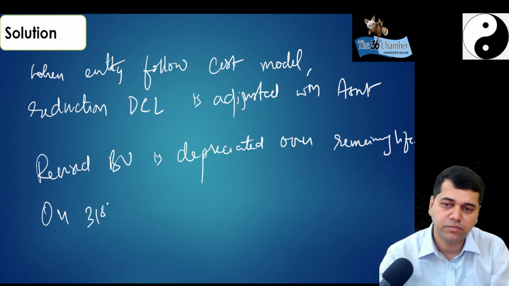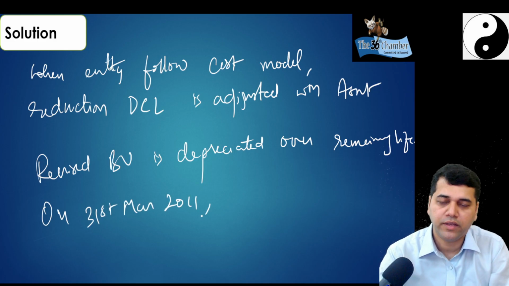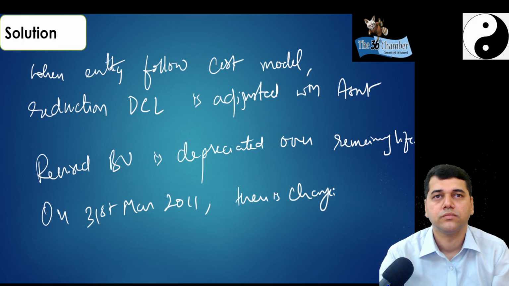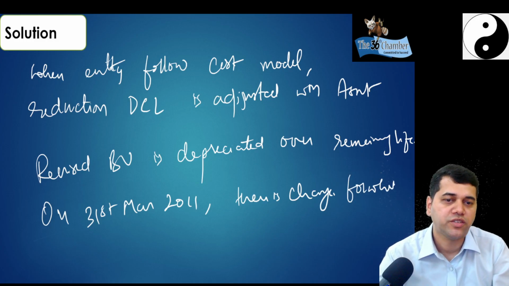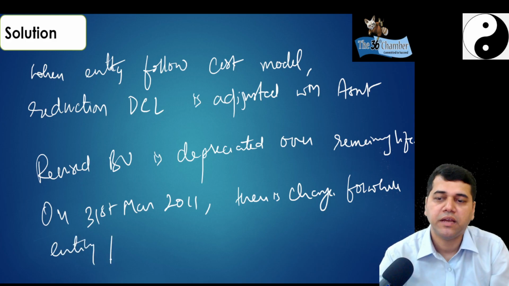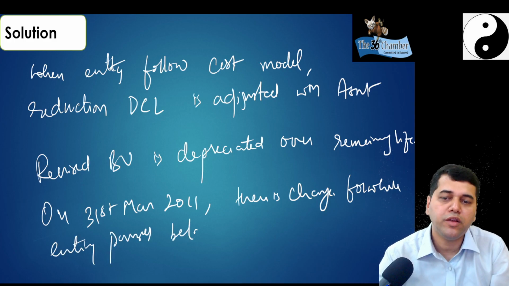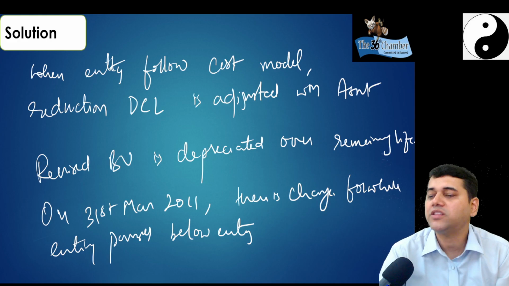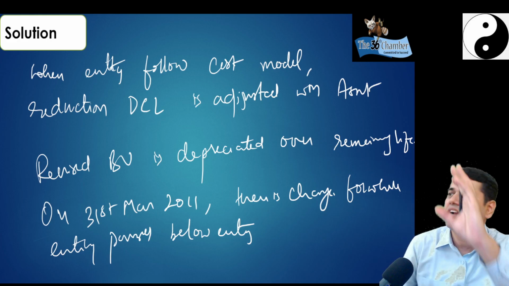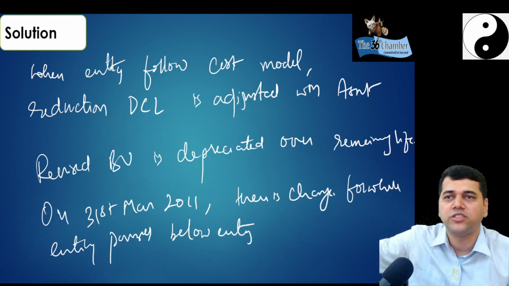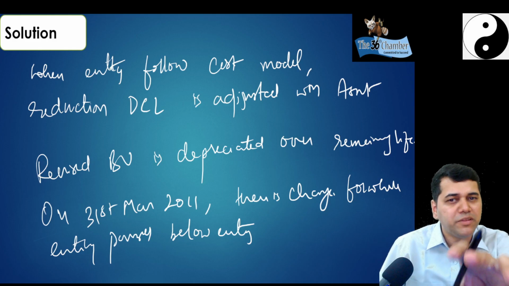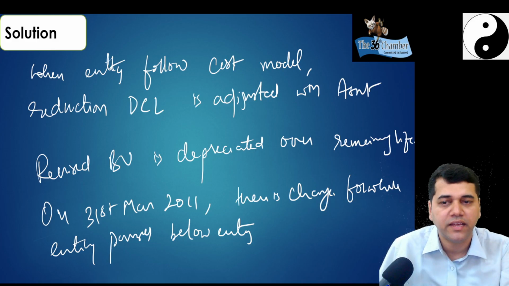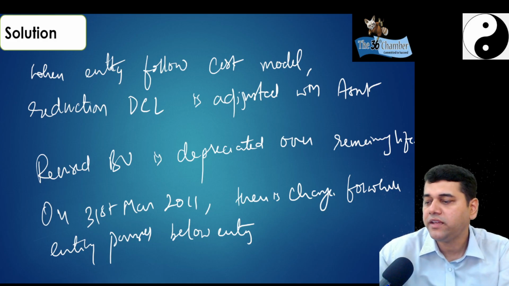On 31st March 2011, there is a change for which the entity passes the below entry, because they asked you how the entity will account for the changes. Why should I go with the start, your amortization schedule, the depreciation I am going to do? Let me speak specifically. What exactly am I going to do on that day? So what is my accounting entry?